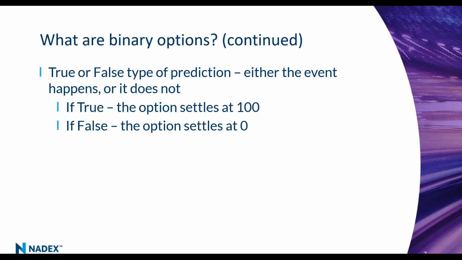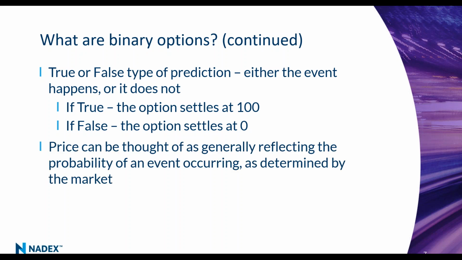And if the statement is false, it goes to 0. All right, so that's it. It's two choices in the end. In the end, binary options are all or nothing. It's either yes and it goes to 100, no, it goes to 0. And what you could think of is the price that the binary option is trading at. You can think of it generally as reflecting the probability of the event occurring.